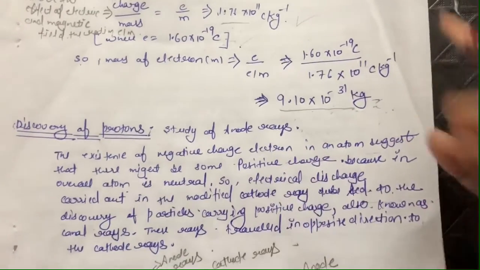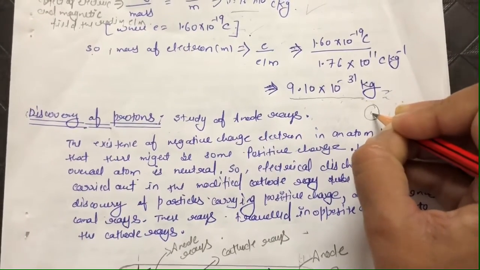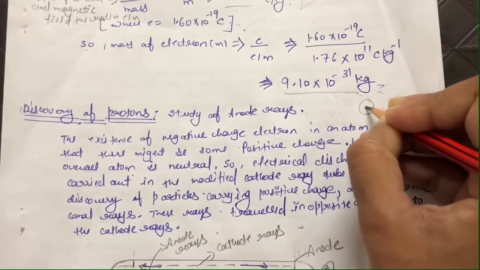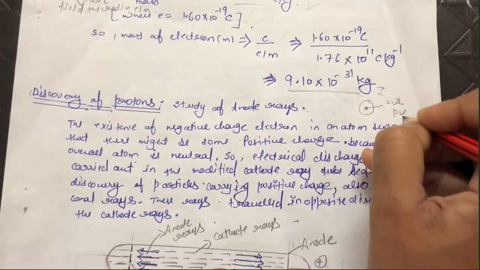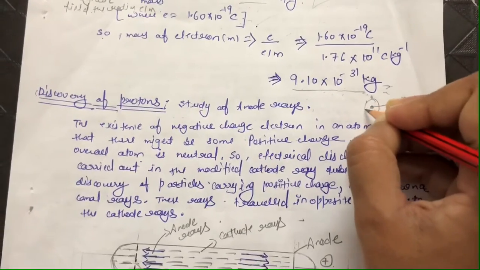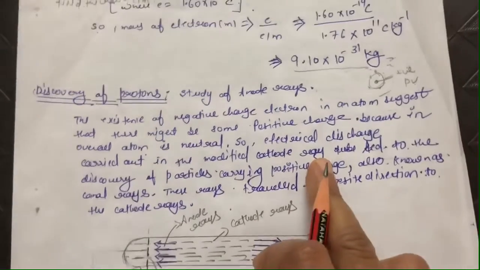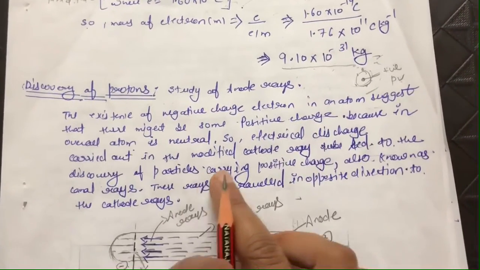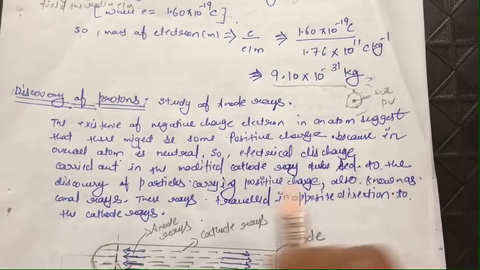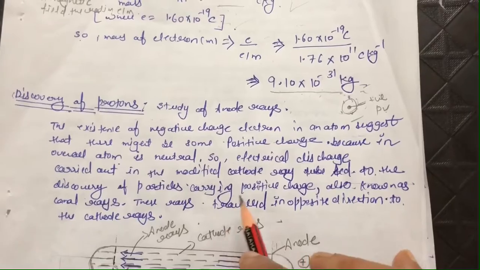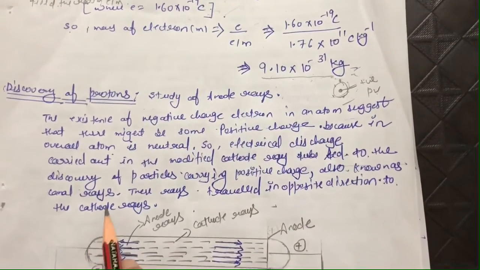Clear? And that charge will lie in its center. Here in a nucleus we can say that positively charged protons are present. Clear? And electrons are revolving in these shells. So electrical discharge carried out in the modified cathode ray tube led to the discovery of particles carrying positive charge, also known as canal rays.